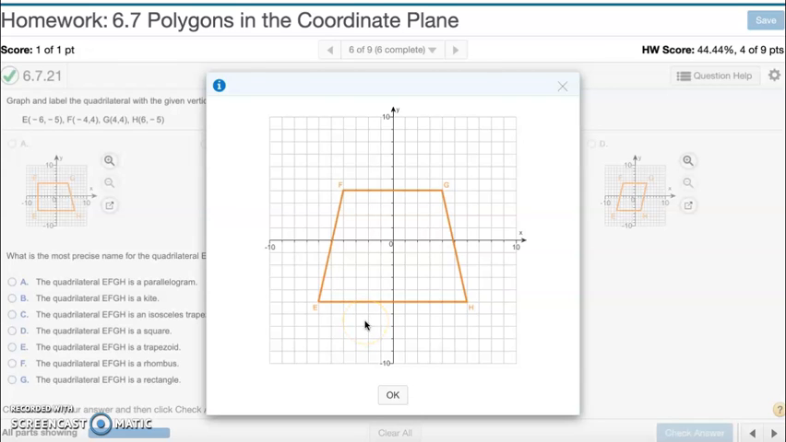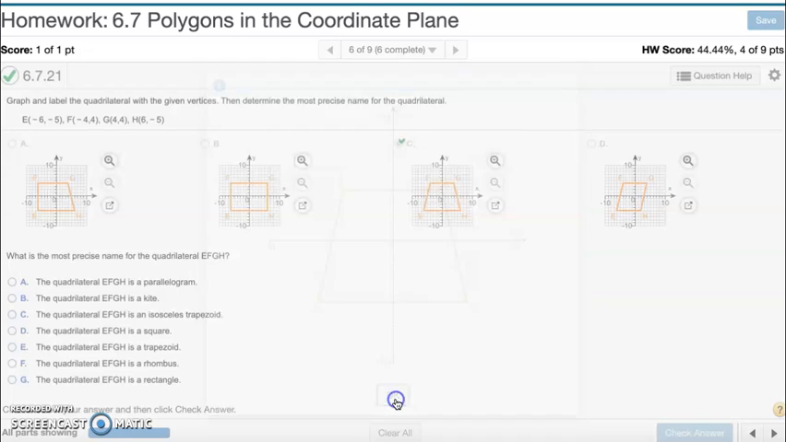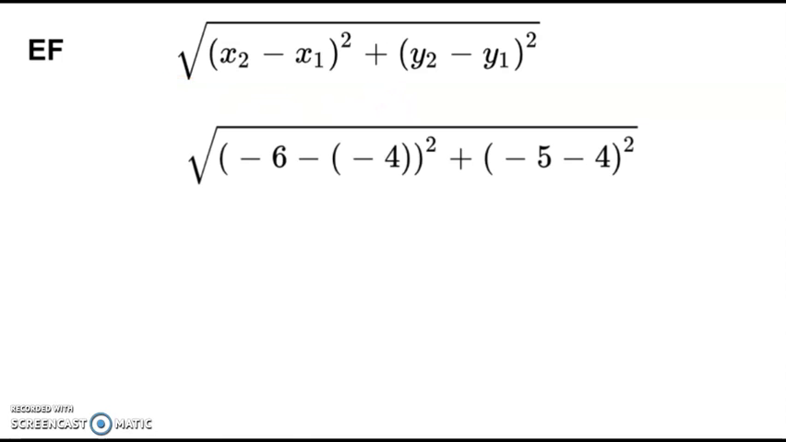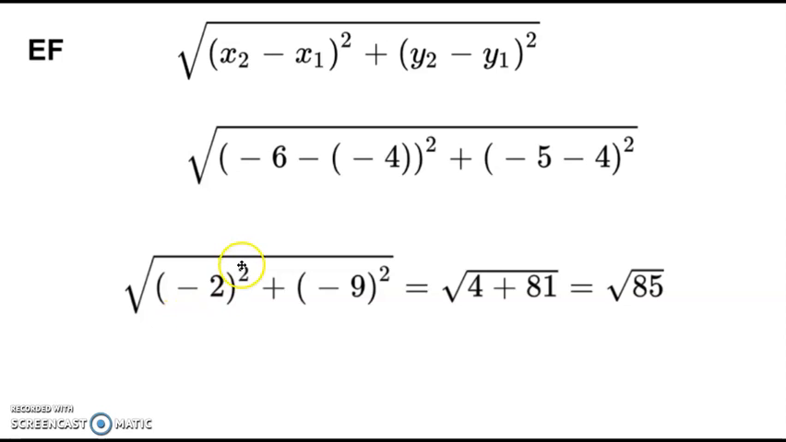So to determine whether it's a trapezoid or an isosceles trapezoid, we need to determine if these two lengths are the same. So we've got to find the length of EF and GH. So let's do that. I have to substitute the coordinates of E and F into the distance formula. Doing that, when simplified, gives me -2 squared plus -9 squared, which is the square root of 4 plus 81, which gives me the square root of 85.